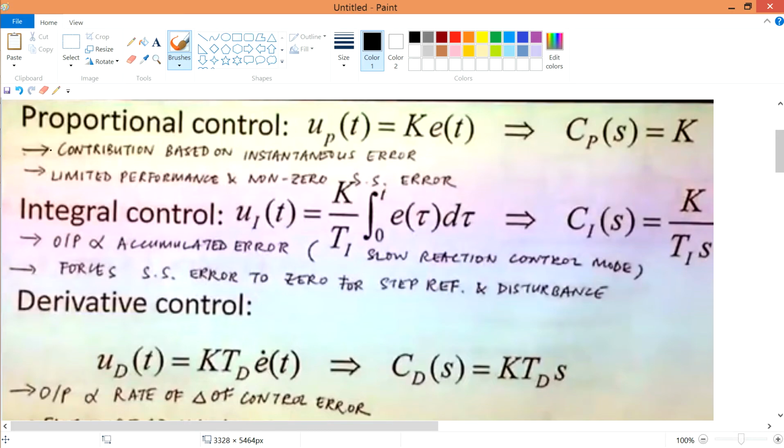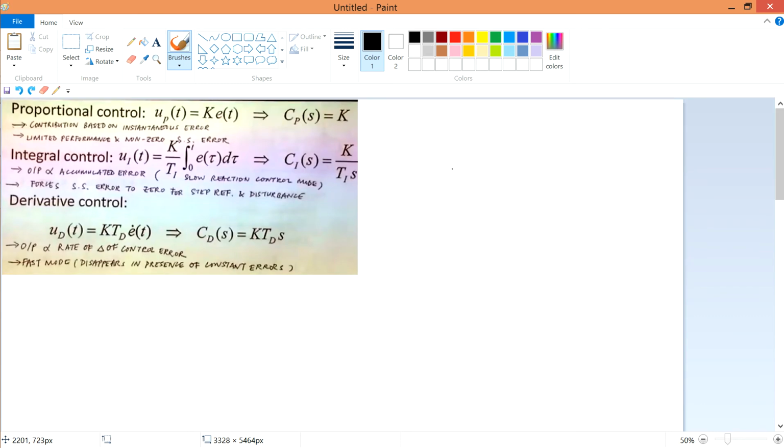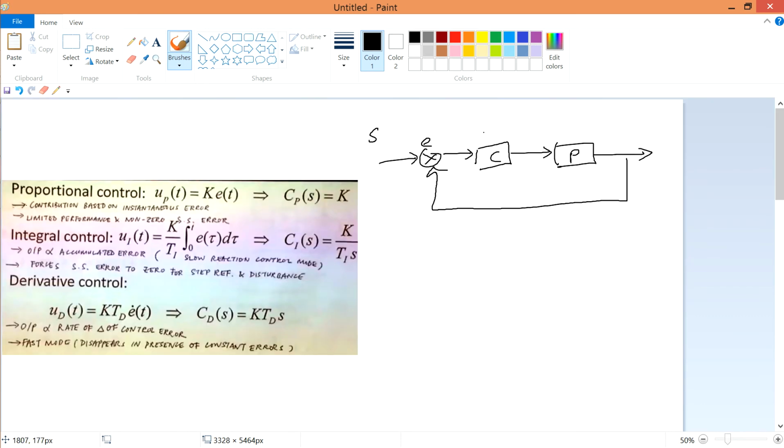Before I go into how to apply the PID controller to certain systems, I'll briefly talk about the definitions. Proportional control, if you remember, is a contribution based on its instantaneous error. You have a reference signal, REF, and you compare it with your output. Reference minus output becomes your error, and this error is instantaneously fed into your controller, so the contribution is directly based on your instantaneous error.